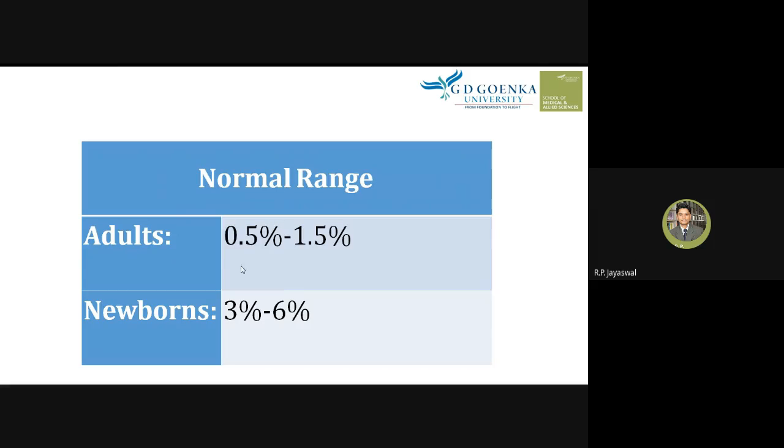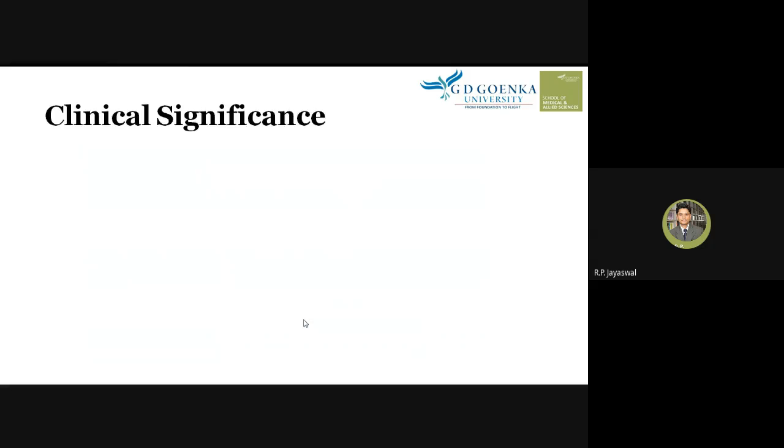And this is the normal range. Adults usually have 0.5% to 1.5% retic cells. This is the normal. And newborn babies have retic cells around 3% to 6%. So this is the normal range of retic cells in the blood. Now, clinical significance. Why do we perform this test? What is the significance? Here we can see that reticulocytosis is one term you need to know.